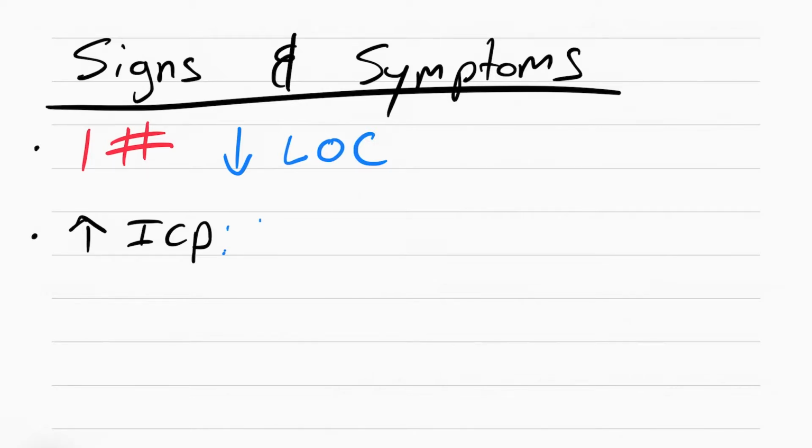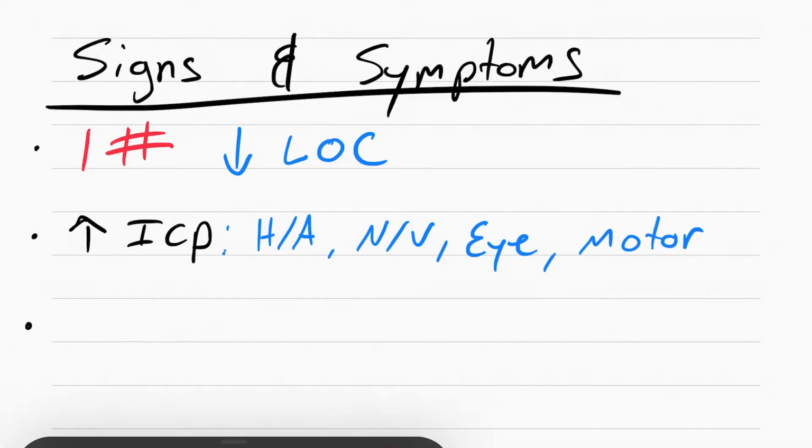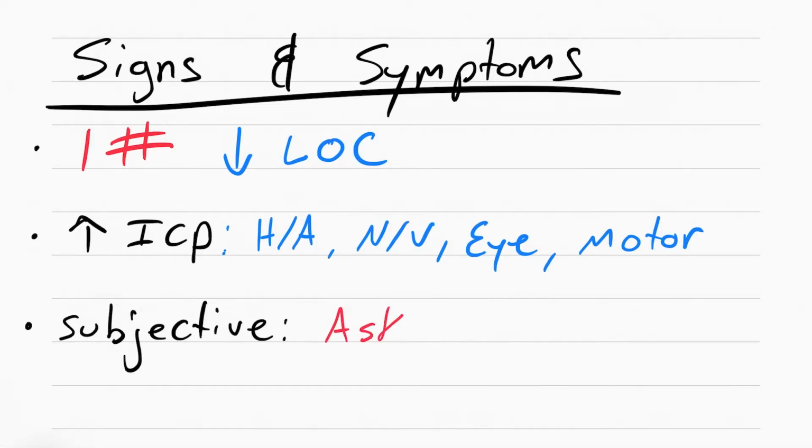Increased intracranial pressure can cause headaches, nausea, vomiting, eye issues, and motor issues, as well as seizures. To have a better understanding of intracranial pressure, refer to the video on increased intracranial pressure. The last symptoms we want to look at is subjective data. Make sure you ask someone else, not the patient, about how the head injury happened, because of the decrease in level of consciousness, the patient may not be a reliable source of data.